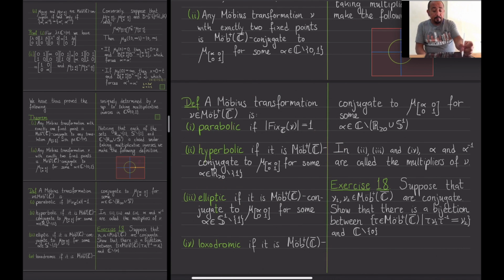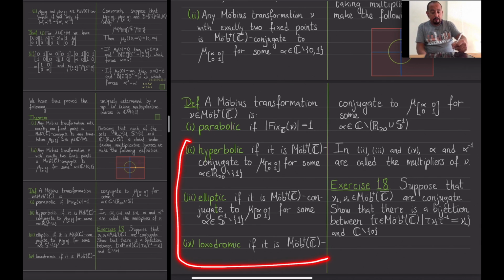So parabolic, if it has exactly one fixed point. Hyperbolic, if it's conjugate to a homothety by a positive real number. Elliptic, if it's conjugate to a rotation, and loxodromic in the remaining cases.